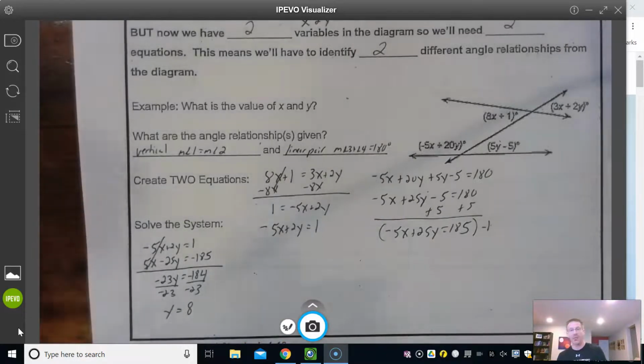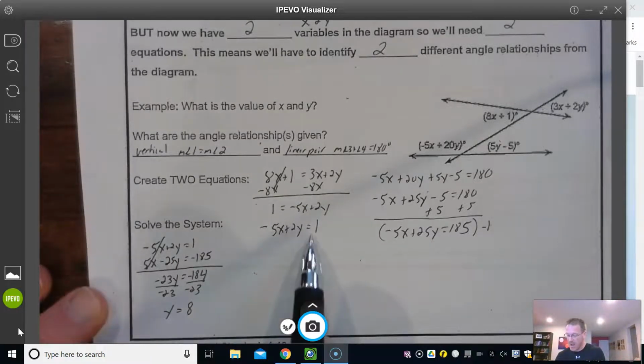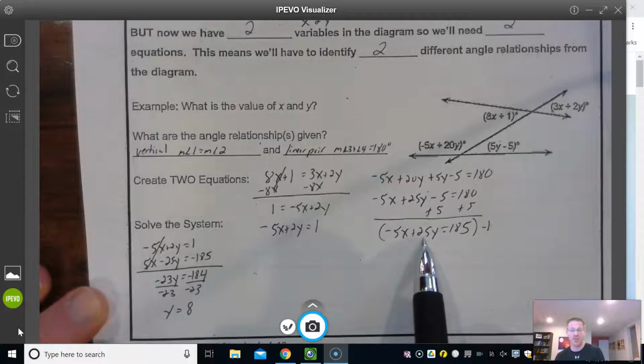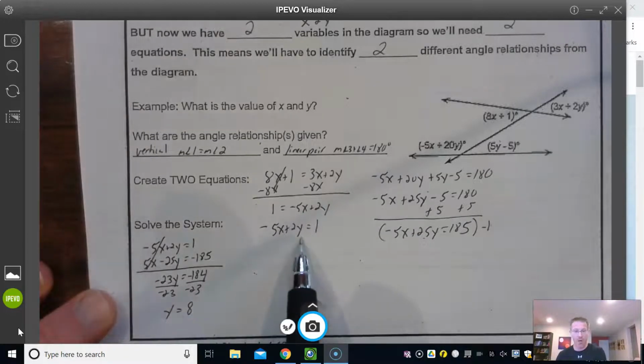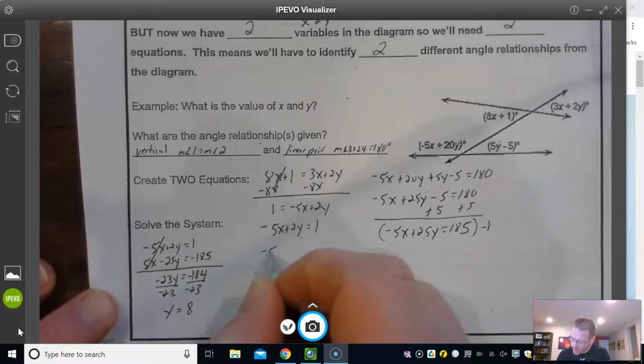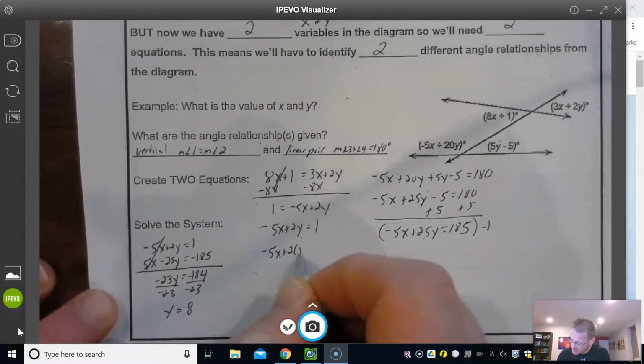Now, there's a couple different ways to get x. So one is, once I know what y is, I can go back to either equation. It does not matter which. You'll get the same x value in the end. And I can go back and plug y in and solve for x. I'm going to just do that on this equation right here.